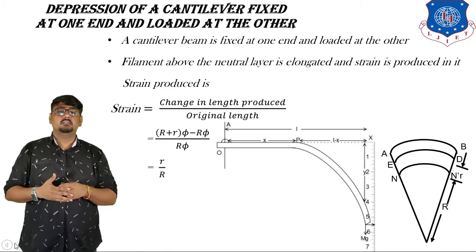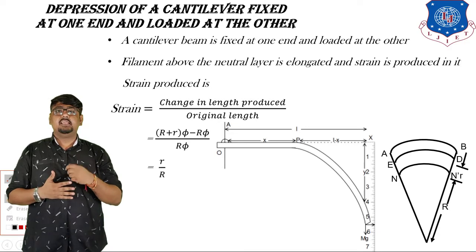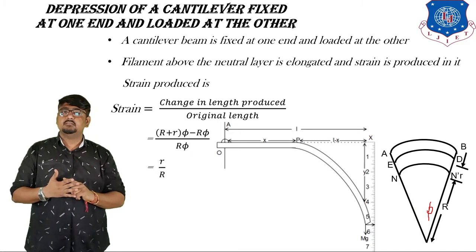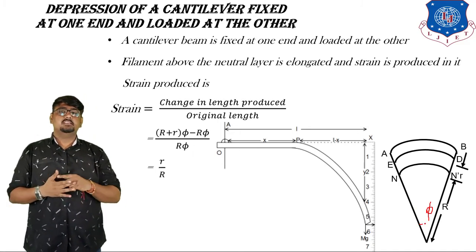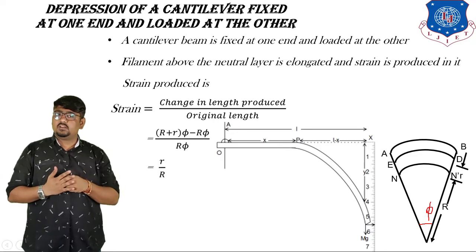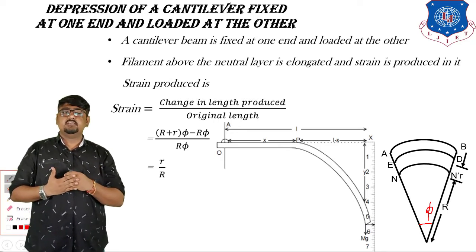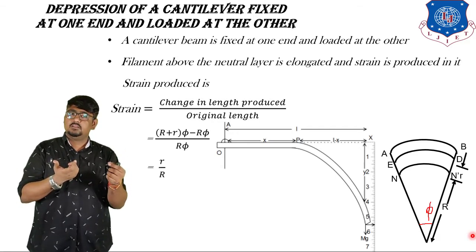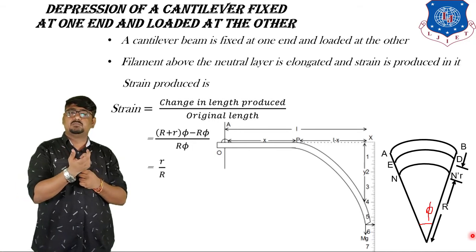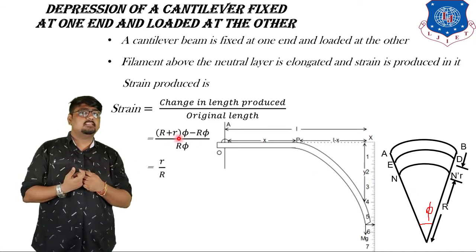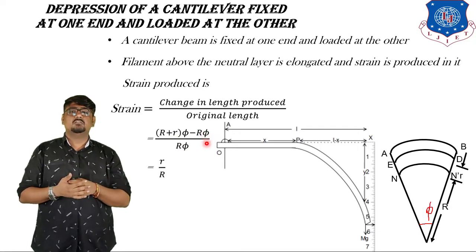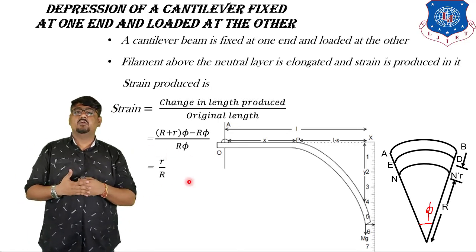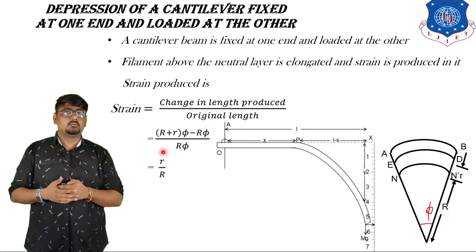Under the strained condition, the length of the filament ED is equal to capital R plus small r into phi. So strain is given by change in length to the original length. So change in length is given by new length minus original length. We know that the new length is equal to capital R plus small r into phi. Original length is equal to R phi. So that is how the change in length comes, and divided by original length R phi, we get the strain equal to small r by capital R.